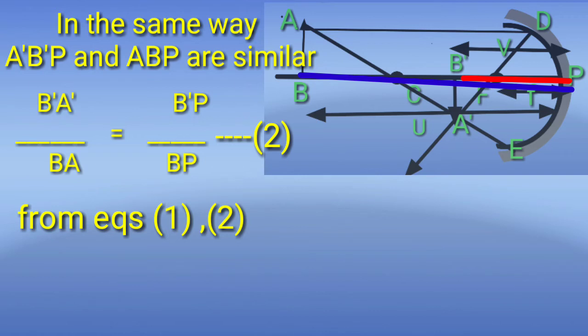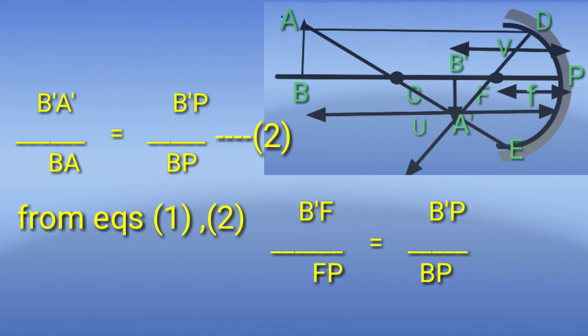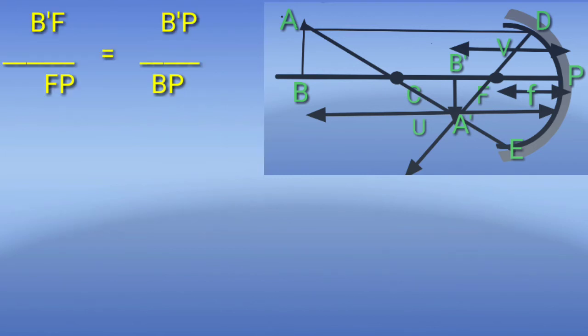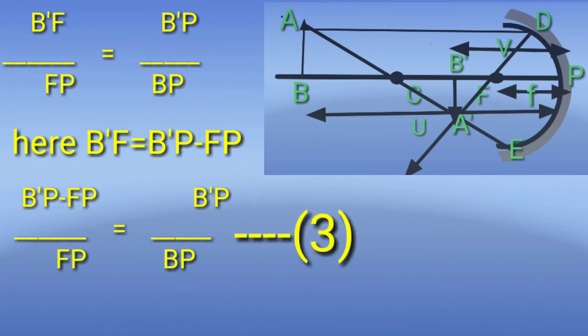From equations 1 and 2 we will get the equation B dash F by FP is equal to B dash P by BP. Why? Because in the first and second equations the LHS are the same, so I am equating the RHS. But here B dash F is equal to B dash P minus FP from the diagram. Substituting this value in the above equation, we will get the third equation.